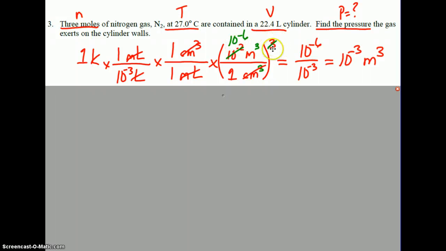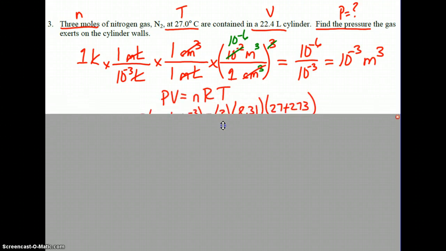We've cubed, so we can get rid of our 3 there. And what's left, we have our desired meter cubed unit. From a mathematical analysis here, we have 1 times 1 times 1 times 10 to the negative 6. So that gives us 10 to the negative 6 in the numerator. We have 10 to the negative 3 and a 1 and a 1 in the denominator. That gives us a 10 to the negative 3 in the denominator. 10 to the negative 6 divided by 10 to the negative 3 is 10 to the negative 3 meters cubed.